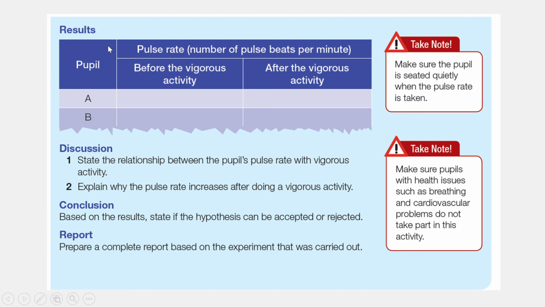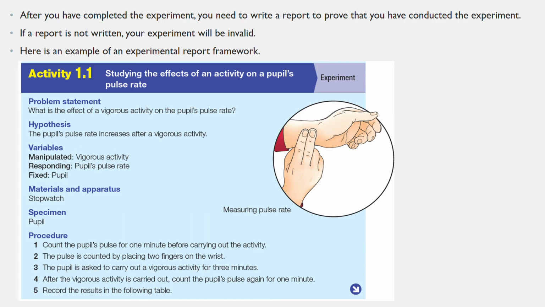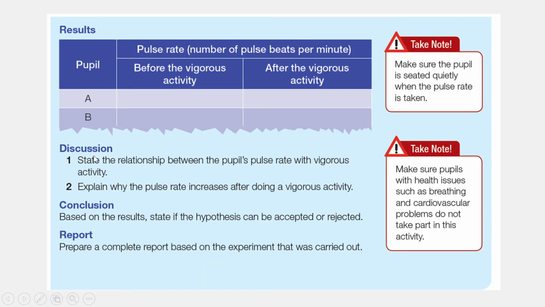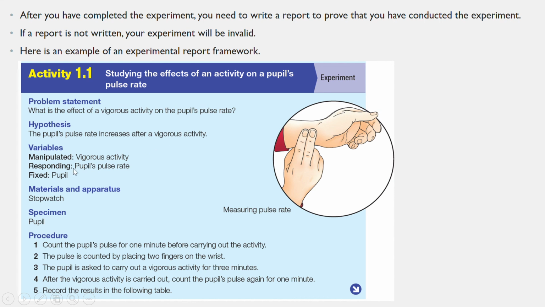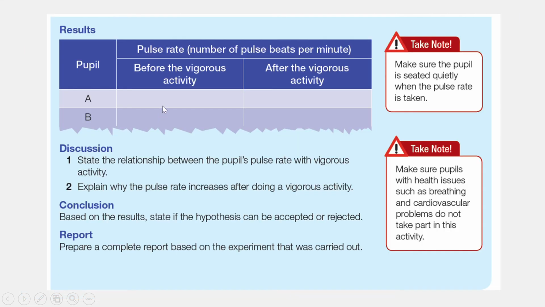Okay, keputusan. So remember just now, MV and RV, which is responding, which is manipulated. Vigorous activity is manipulated. Okay, vigorous activity, and then the pulse rate. So you're recording the pulse rate. So jadual ini lain sikit lah. Okay, kena biasakan. Then you will have discussion, conclusion.